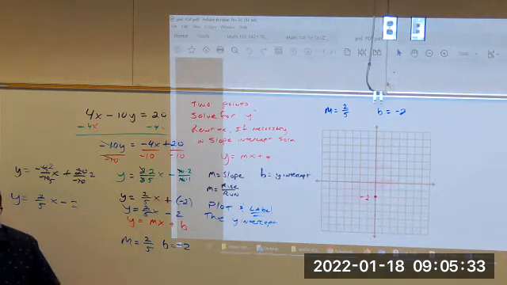If it's positive Y, you go up. If it's positive on an X, you go to the right. If it's a negative Y, you go down. If it's a negative X, you go left. So positive Y up, negative Y down, positive X to the right, negative X to the left.